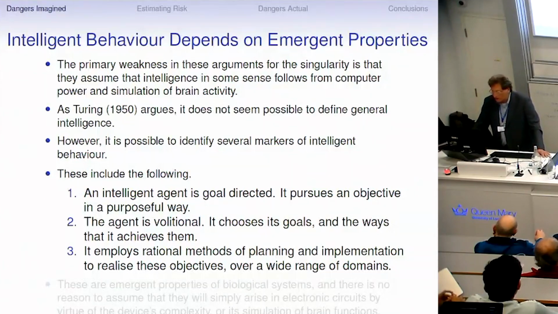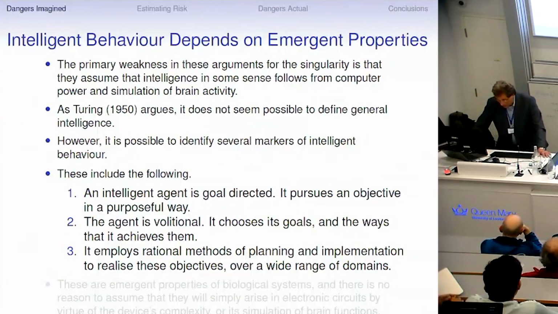So first of all, an intelligent agent is goal-directed, pursues an objective in a purposeful way. I'm talking about general intelligence, not the task-specific intelligence of weak AI that we discussed last week. Second, an agent is volitional, which means it chooses its goals and the ways that it achieves them. And that's crucial, I think.